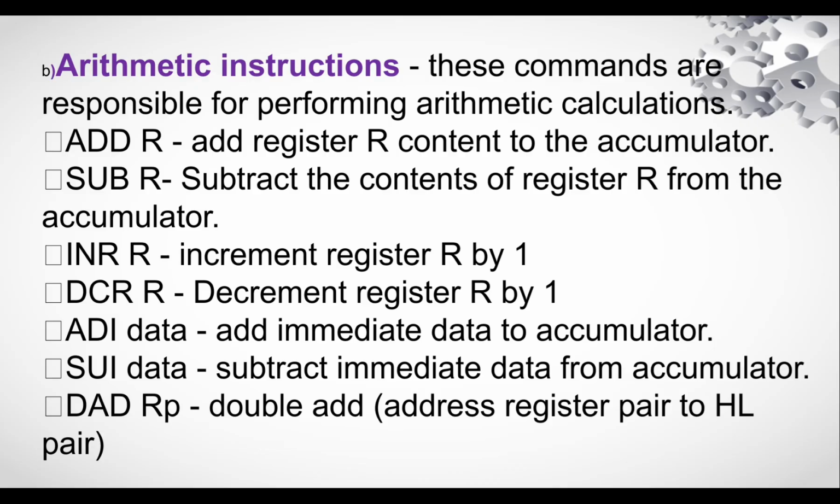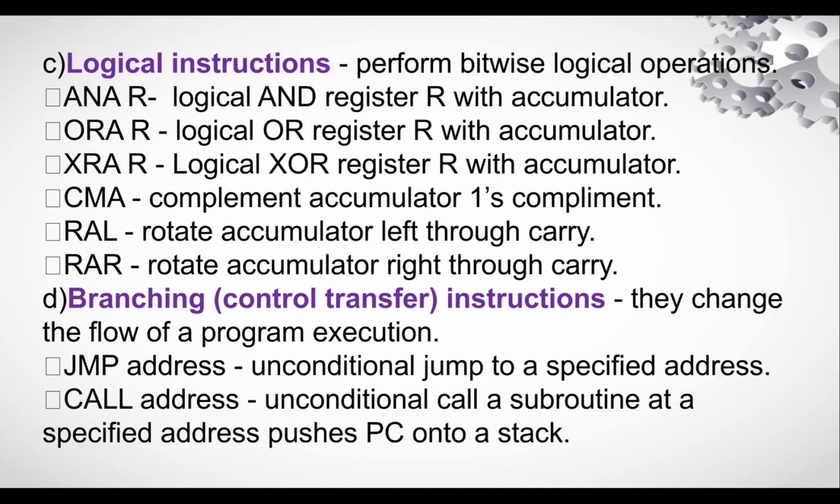We have one, capital DAD RP, it means you double add the address register pair to the HL pair. So that forms our class B, which is an arithmetic instruction.